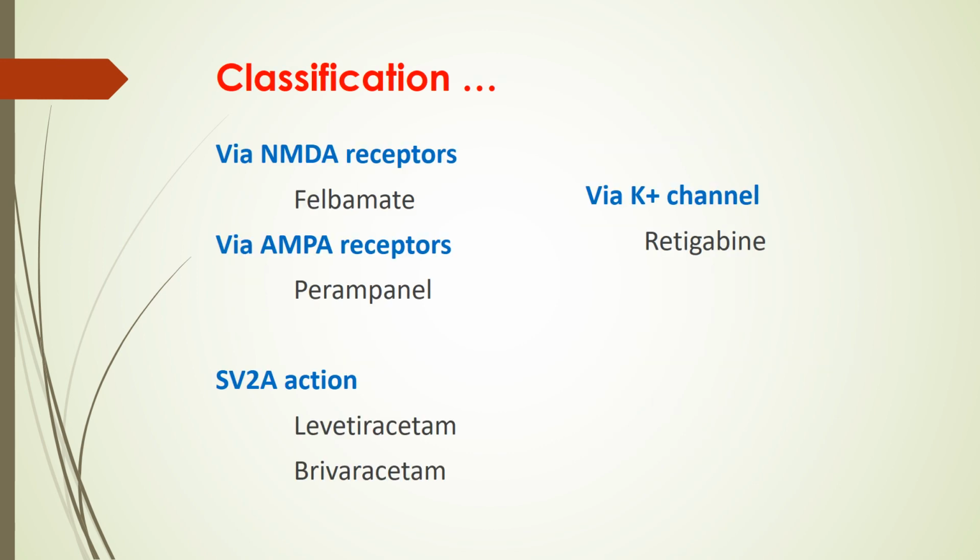And the next group is those acting via the NMDA receptors. An example is felbamate. And those agents that act via AMPA receptors include perampanel. And our next group is those acting via the synaptic vesicular protein SV2A, which includes Levetiracetam and Brivaracetam. And the last group is those acting via the potassium channel, which includes retigabine.